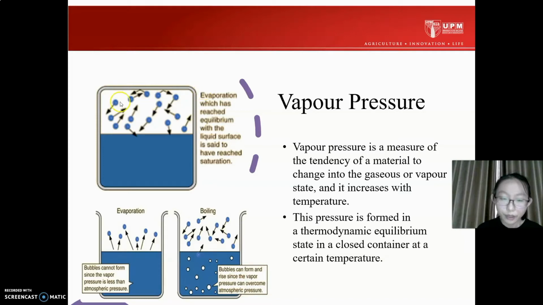In a closed system, evaporation which has reached equilibrium with the liquid surface is said to have reached saturation. The characteristic of vapor pressure is that a pure liquid experiences a greater amount of vapor pressure as against a liquid solution. It is inversely proportional to the force of attraction existing between the molecules of a liquid. It increases with a rise in temperature. This is because the molecules gain kinetic energy and thus vaporize briefly.